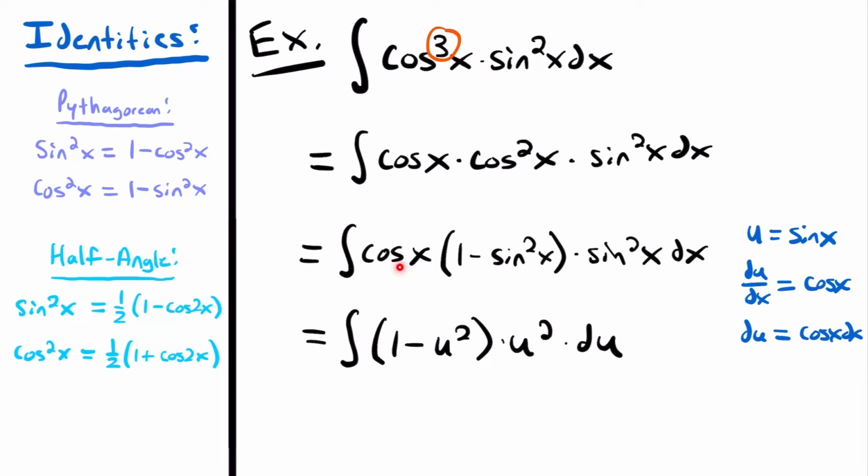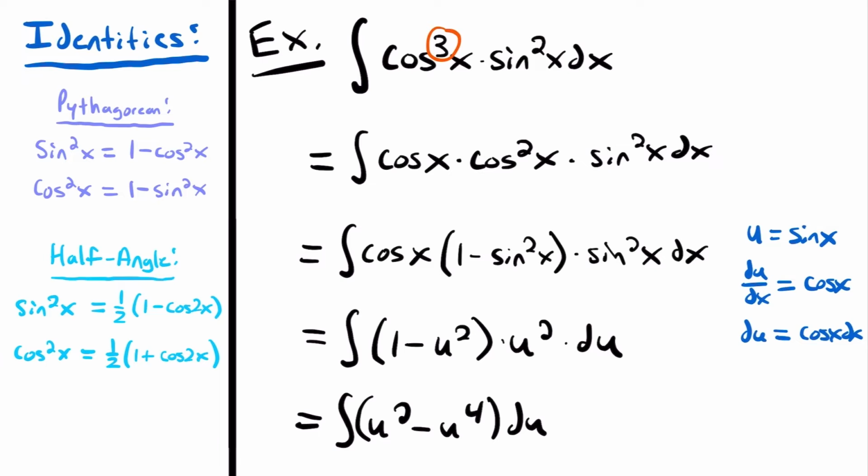We replaced cosine x dx with du, so those two parts are gone, and we just have this du. Then we replaced each of these sine squared x with u squared, since u is equal to sine x. And now what we can do is distribute this u squared through this quantity, and we'll have that this is equal to the integral of u squared minus u to the fourth power times du.